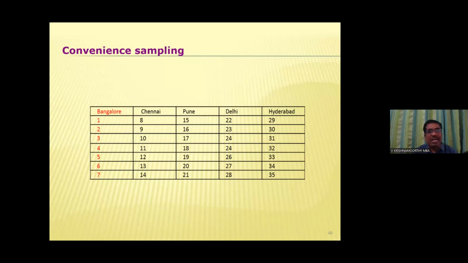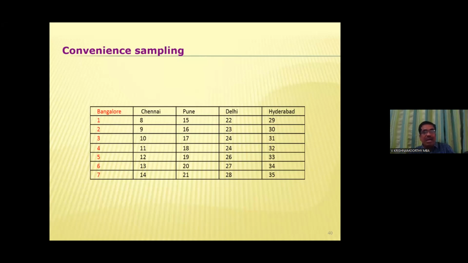So in the case of convenience sampling, I can collect the entire data. I'm supposed to collect 7 data points. How can I identify 7? I have identified this 7 based on my sample size, based on the sample size formula. What I can do is collect the entire data from Bangalore.